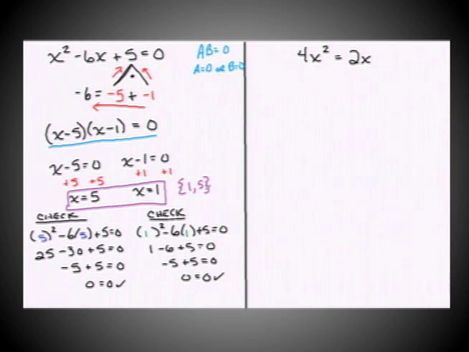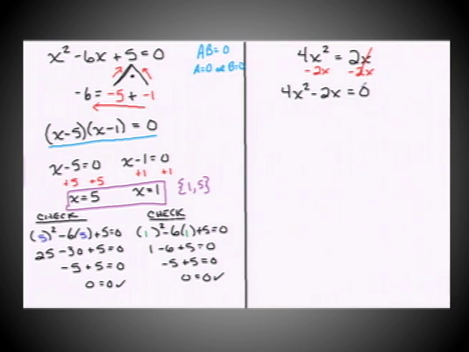However, it is not in standard form. So I've got to get this thing set equal to 0 to be able to apply the zero product principle after I've factored. So my first step with this particular equation is to subtract 2x from both sides. There's my 0 pair. And now I have 4x squared minus 2x equals 0.